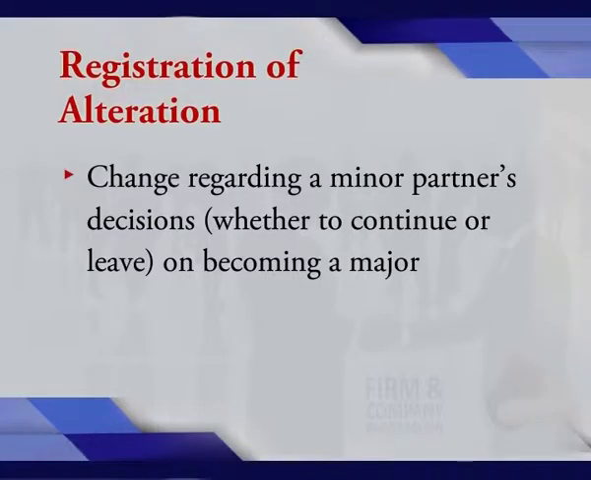Sometimes there may be changes regarding a minor partner's decisions, whether to continue or leave on becoming a major. Sometimes a minor is admitted to the benefits of the firm. Such a minor can, after becoming a major, decide to leave the firm or may opt to remain in the firm. Then in such case, any decision made by him is to be notified to the registrar of firms, who shall record the same. The notice can be given by such partner or his authorized agent.